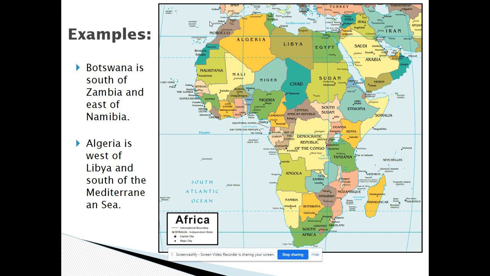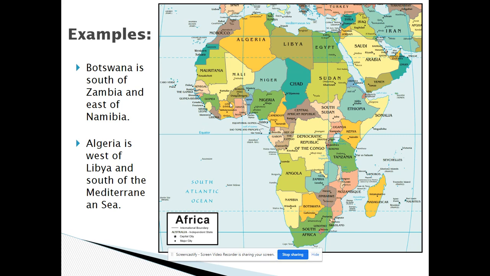Now, if you want to give another point of reference and do more than 2 points of reference, you can. All my examples so far have only had 2 points of reference, but I could also say things like Algeria is west of Libya, south of the Mediterranean Sea, and it is east of the Western Sahara. So you can use more points of reference, but you need at least 2. And again, make sure that they are not going the same direction.